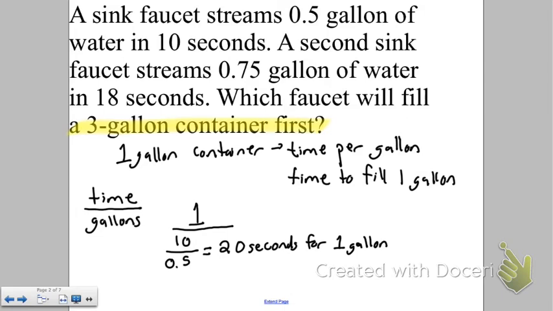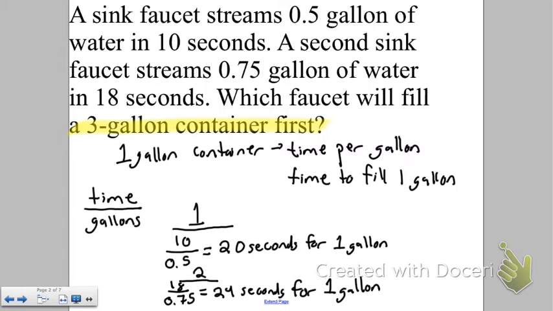I'm going to do the same thing for my second sink. The second sink takes 18 seconds to fill 0.75 gallons. When I do 18 divided by 0.75, I have 24. So it takes 24 seconds for 1 gallon. The question is asking us though, which will fill a 3-gallon container first?